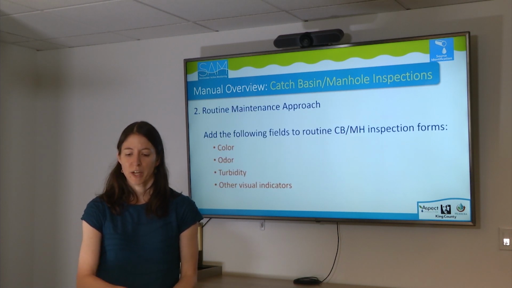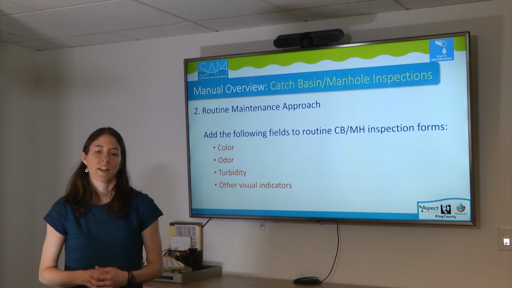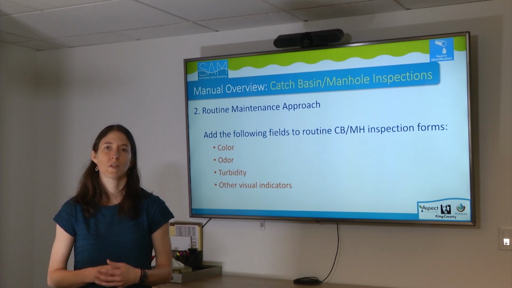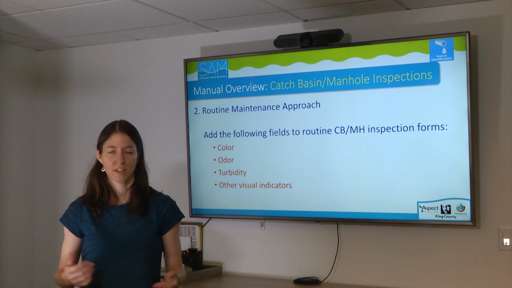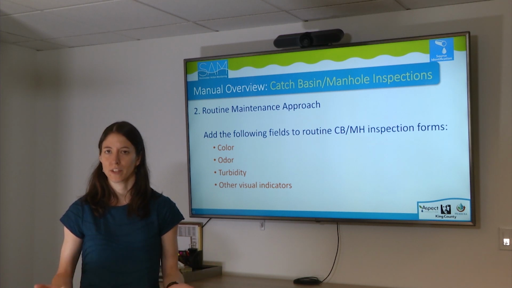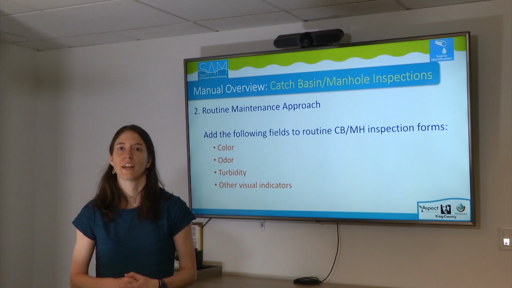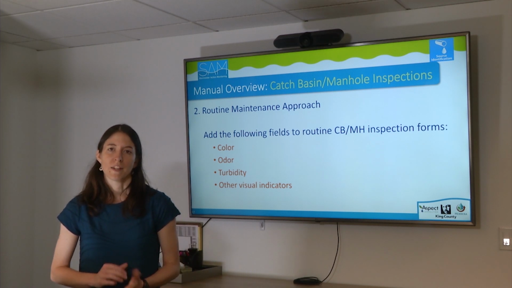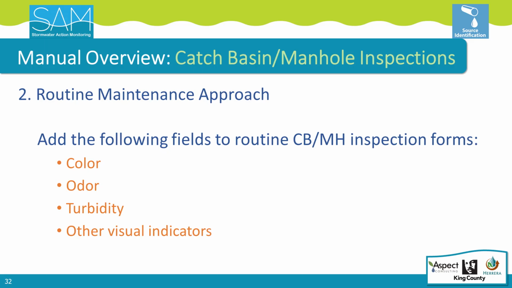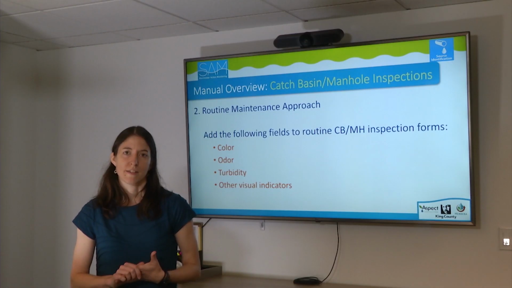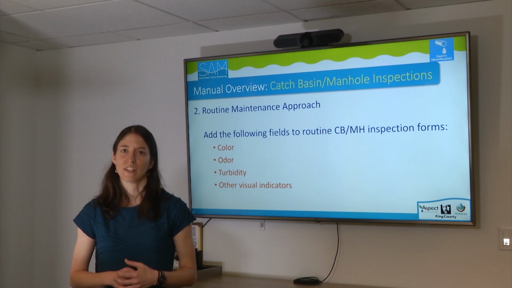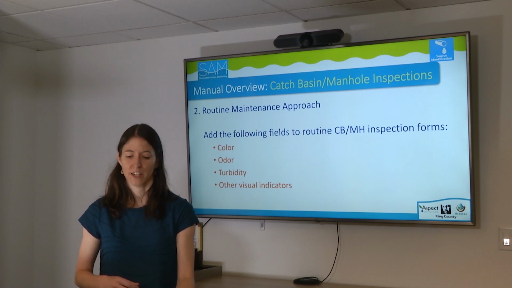We've also got the routine maintenance approach, which I think is already being implemented by a lot of jurisdictions. So you're out there doing your routine maintenance, taking a look at what the condition of the catch basin is, how much sediment you're collecting, whether they need to be cleaned or not. It's pretty easy just to add some fields to your routine catch basin manhole inspection forms to say that you're taking a look at illicit discharges as well. Some of the things we recommend there include color, odor, turbidity, and other visual indicators, and we'll be covering what those are in more detail. But that could be deposits and staining, floatables, sewage bacteria, things like that you would look for as other indicators.